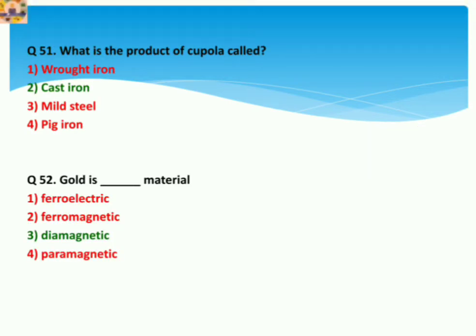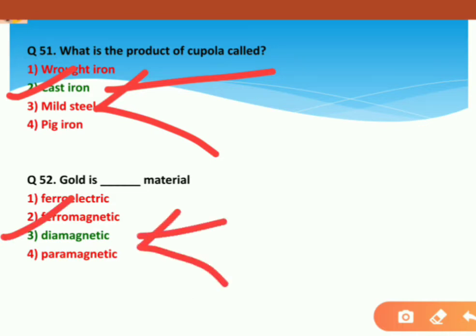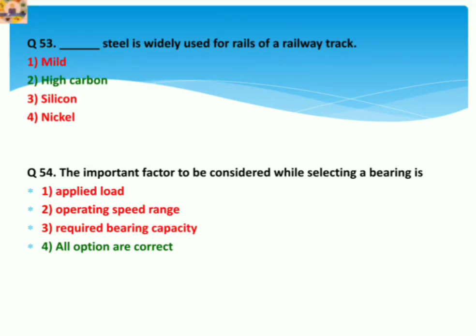What is the product of Cupola called? It's cast iron. Product of Cupola furnace is cast iron. It's option 2. So gold is dash material, it's a diamagnetic material. It's option 3 will be the correct answer. Let's proceed to next question 53.